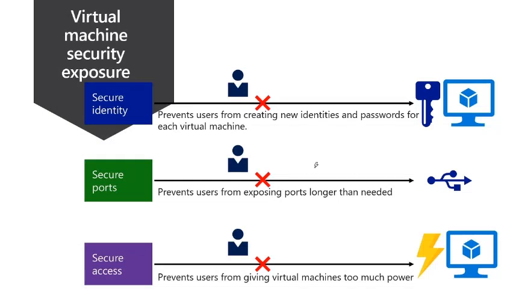Secure identity. It prevents users from creating new identity and passwords per VM. Secure ports. It prevents users from exposing ports longer than needed. Secure access prevents users from giving virtual machines too much power. So these are three virtual machine security exposures which are there by default.